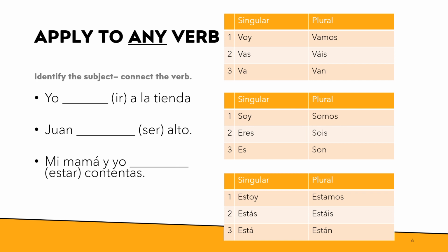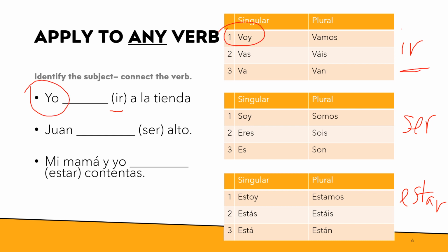So I have 3 examples here. At the top, I have ir, and then I have ser, and finally I have estar at the bottom. All I have to do is connect my items. So let's say I want to say, I'm going to the store. So I look up the verb to go and I get ir. I will not write yo ir a la tienda. I will write yo plus the conjugation of ir. So let's go to that first. Yo is first person singular. I go to my verb ir. First person singular, I see voy. Voy is my answer. Voy a la tienda.